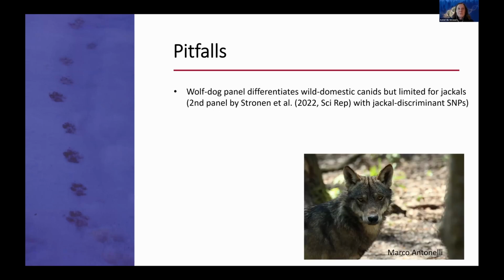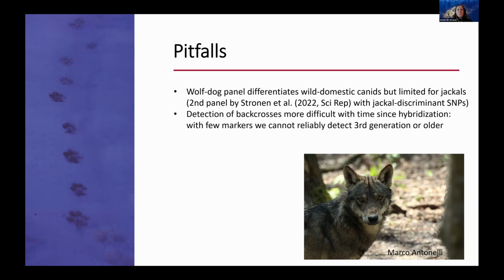If we look at pitfalls, we do, as I said, not see all species. We cannot see jackals on this initial panel. However, we did develop a second panel where we also added some jackal discriminant SNPs, again, after analysis on this 170,000 marker canine panel. And it is important also to notice that detection of backcrosses is more difficult with time since hybridization. With these few markers, which are non-invasive sample-friendly, we cannot reliably detect any third generation or older generation backcrosses. And we also need to caution that we tested this in Europe, so we are not sure if or how well it works outside the study area. For example, if you tested any samples from Asia, this is something that would need further study.